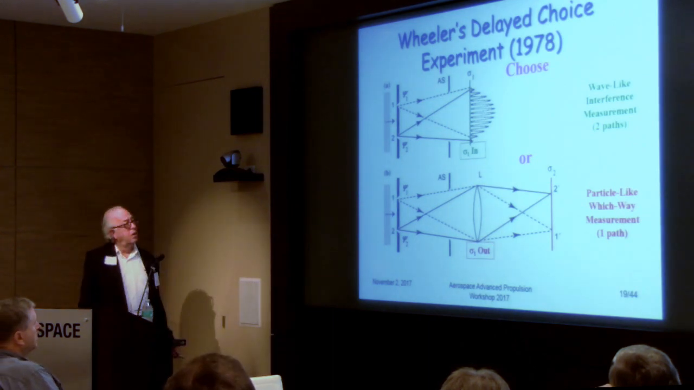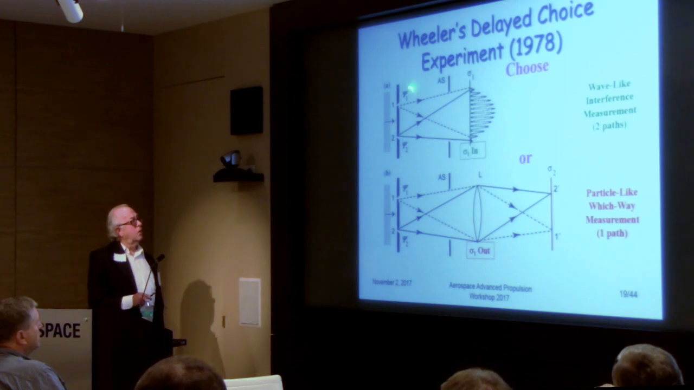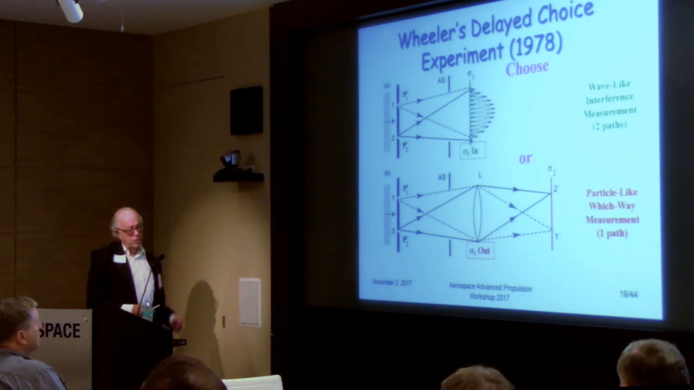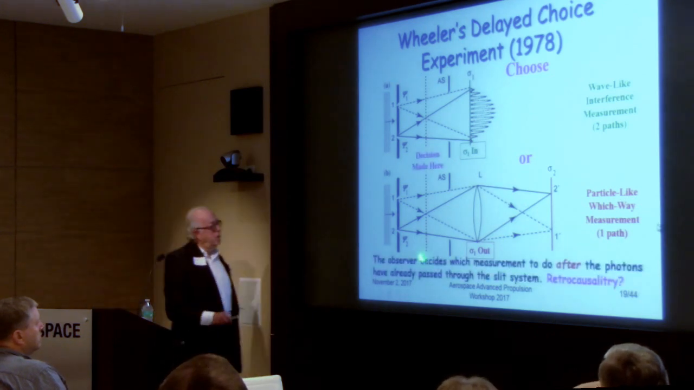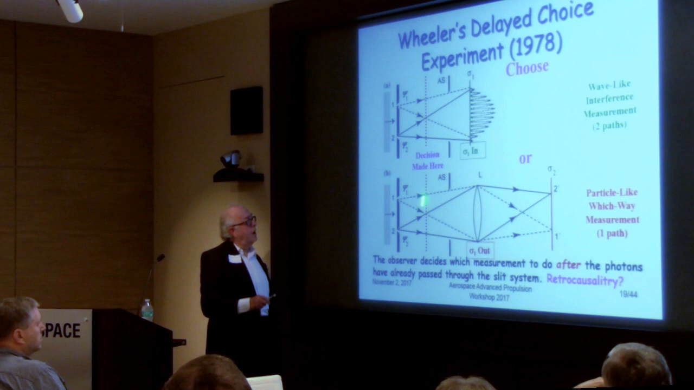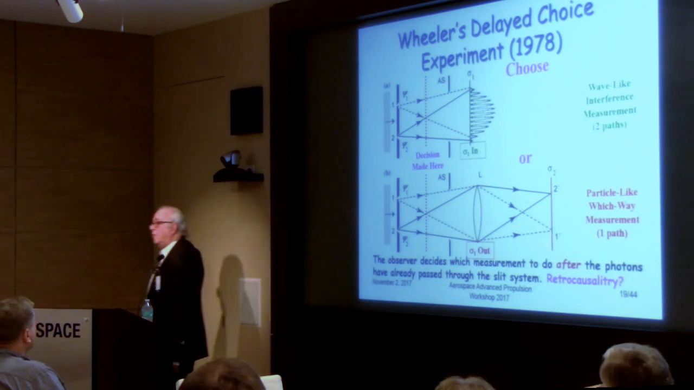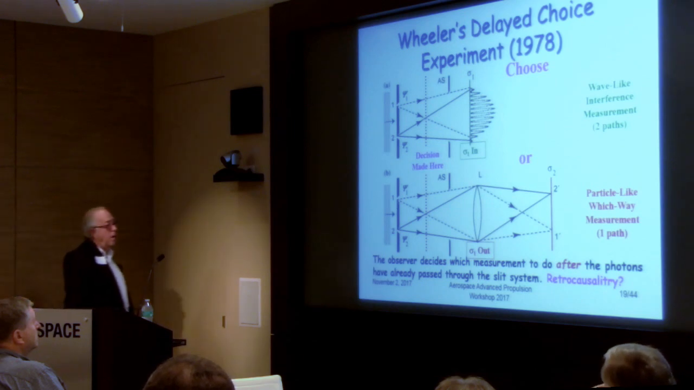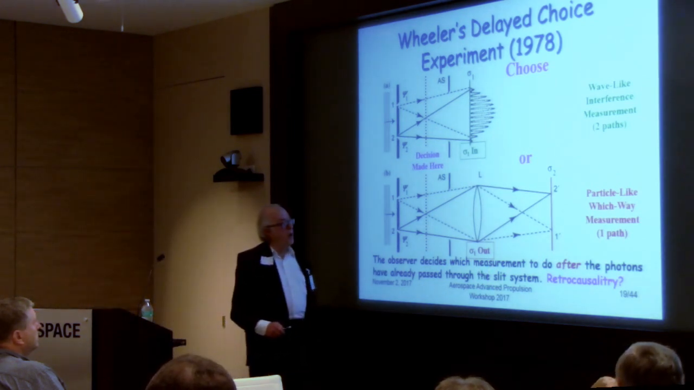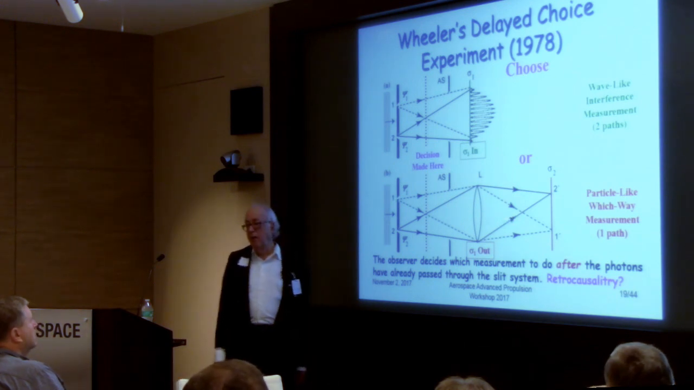Wheeler's trick is to say, okay, we need to decide whether the light went through both slits or one slit, but we don't decide which experiment to do until the light wave has reached this region here. So we wait till after the waves have had to go through the slit, and then we decide whether we're going to do the first experiment or the second experiment. And so we therefore sort of causally decide whether this was a one-slit event or a two-slit event.